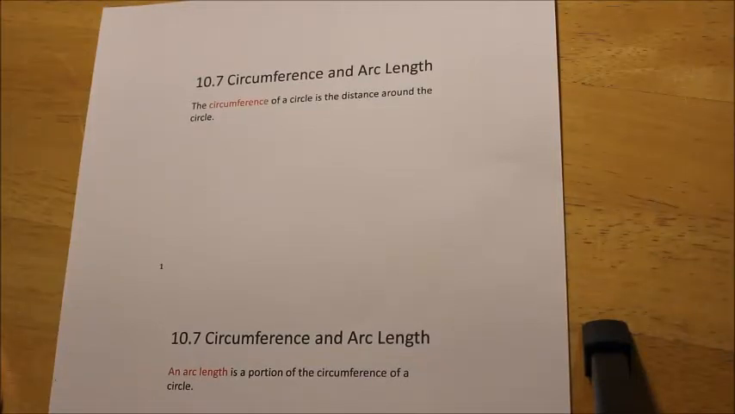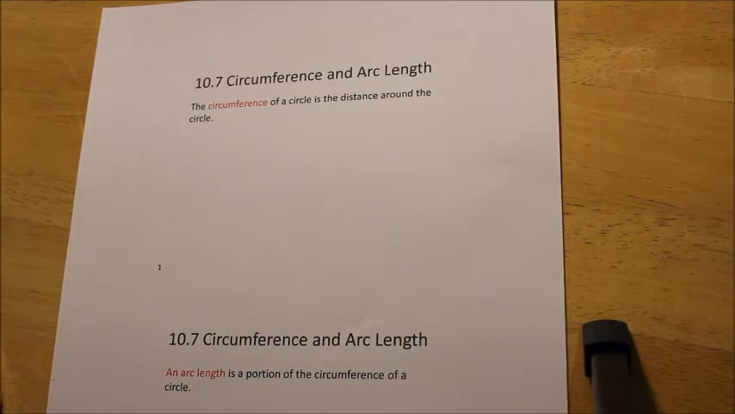Okay guys, we are finally on the last section of Unit 10. This is going to be 10.7. We're going to actually be talking about two things. One of them is going to be called the arc length of a circle, and the last thing will be the area of a sector. So let me just grab my pen here and we shall begin.